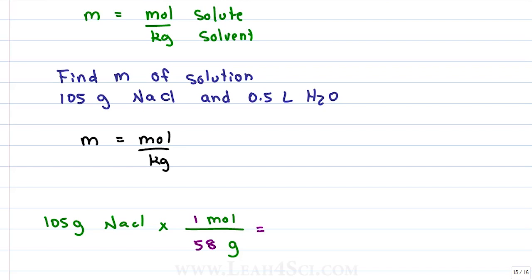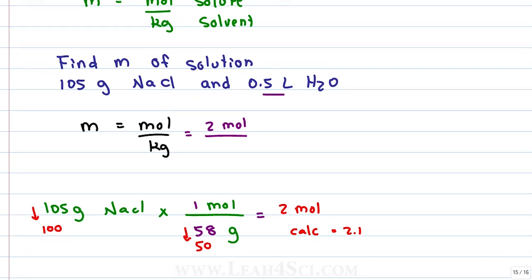I don't know about you, but I don't know how to do 105 over 58 in my head. But on the MCAT, close enough is good enough. We can round 105 down to 100. We can round 58 down to 50, giving us 100 over 50, which is 2 over 1 or 2. On the calculator, we get 2.1, which is close enough. Which means for molality, we have 2 moles of NaCl divided by half a liter of solution. But we need kilograms, not liters.